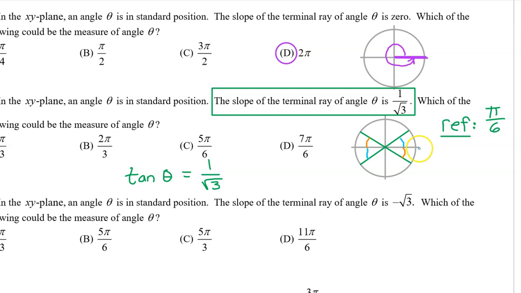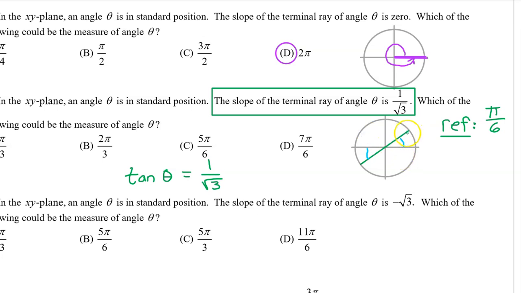Between 0 and 2 pi, there are 4 angles with a reference angle of pi over 6. There's one in every quadrant. However, we can quickly narrow it down to 2 angles because we're told that the slope is positive 1 over radical 3. Notice that the terminal sides in quadrants 1 and 3 have positive slopes. They go uphill from left to right. On the other hand, the terminal sides in quadrants 2 and 4 have negative slopes. They go downhill from left to right. Because we are looking for a positive slope, we can forget about quadrants 2 and 4.